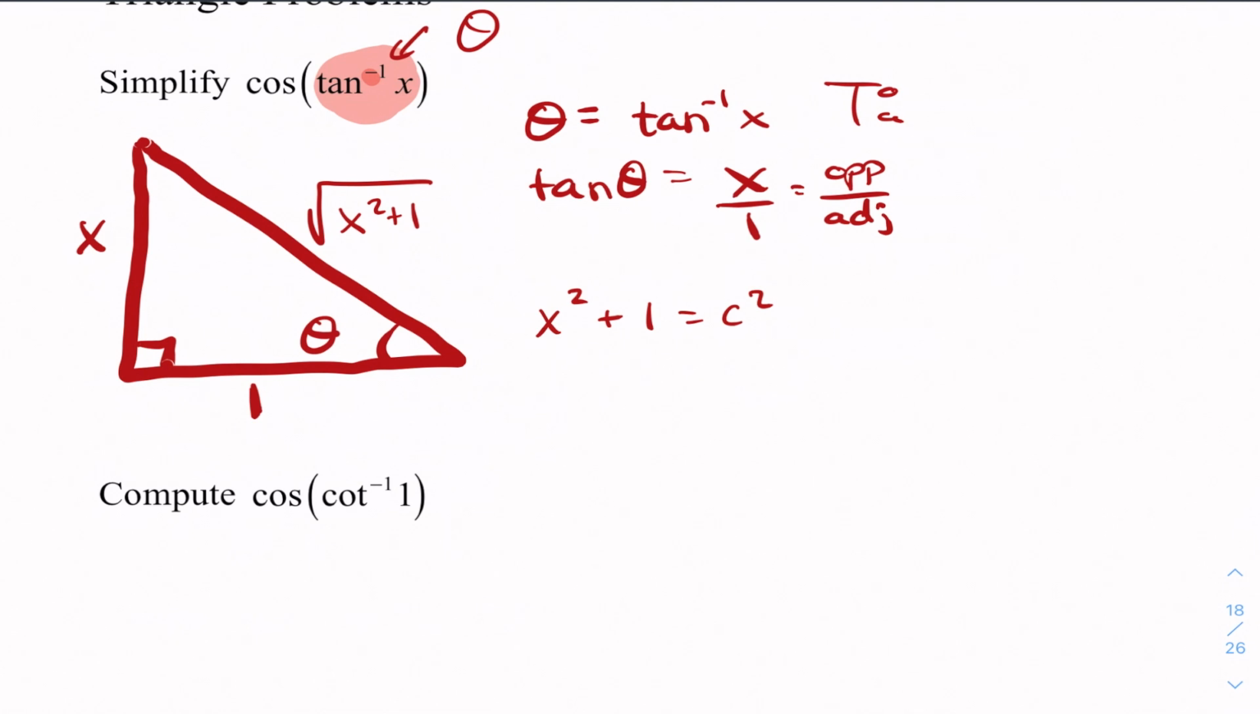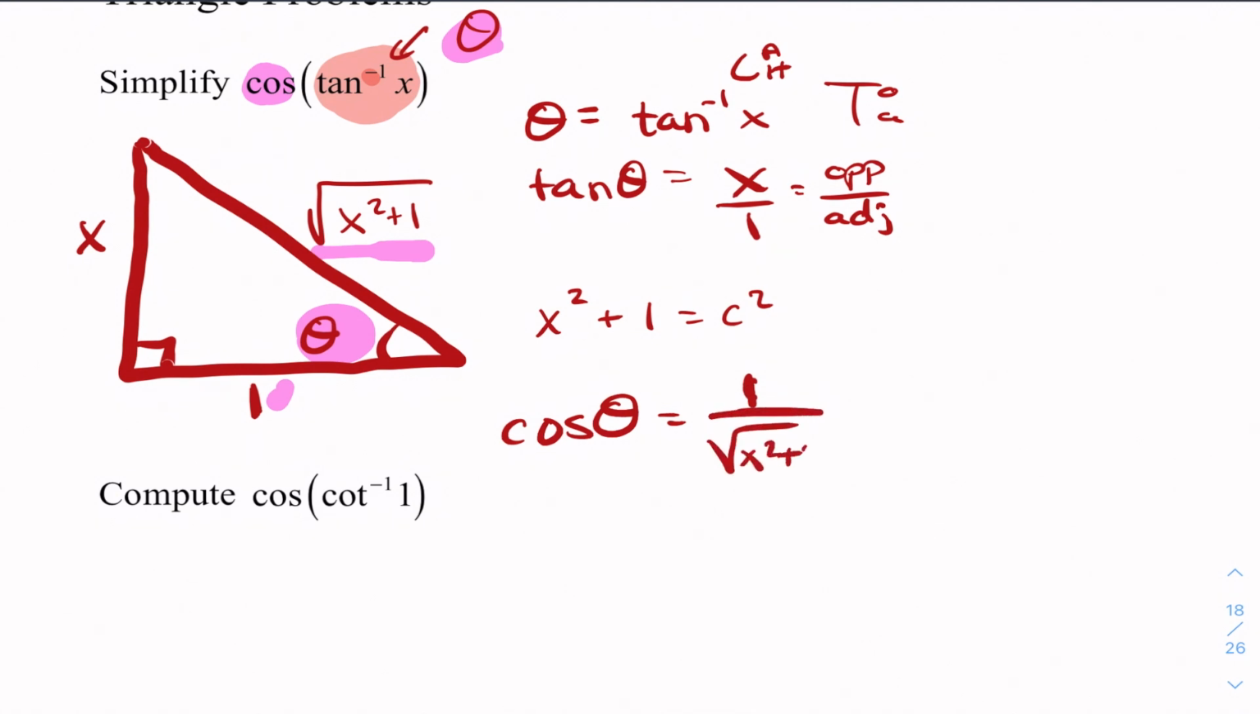The question then becomes, what is the cosine of our angle? So if we're looking at cosine, cosine is adjacent over hypotenuse. So our cosine value of our angle is equal to the adjacent side over the hypotenuse. And as you guys all remember, we don't leave square roots on the bottom, so we would rationalize this. This would be the square root of x squared plus 1 over x squared plus 1.